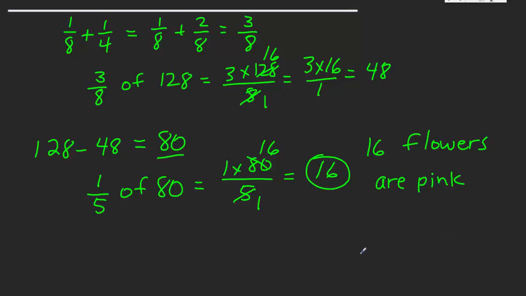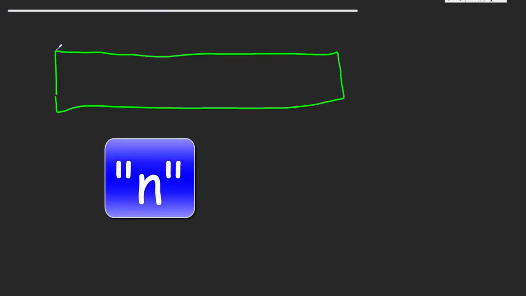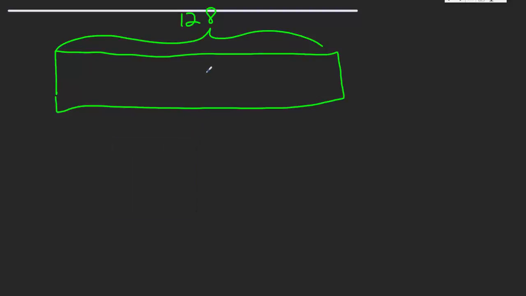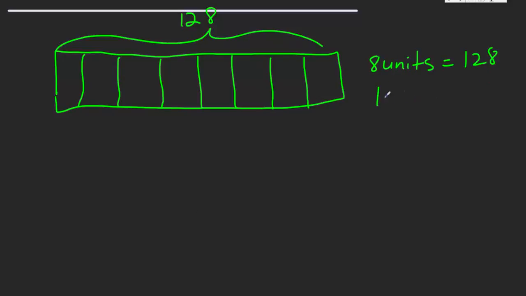There's yet another way. Now we could think of it this way. If we had our tape diagram and we want to show our whole, and then let's go ahead and put that into 8 equal units. That means again 8 units is going to be equal to 128. Now 1 unit is equal to 128 divided by 8, and we already know that's 16. So 1 unit is equal to 16.